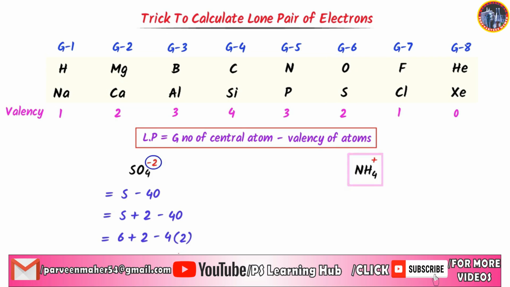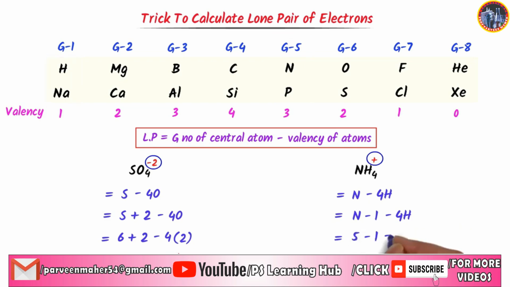In case of ammonium ion, I write nitrogen minus 4 hydrogen. This positive 1 means that this ion has lost 1 electron. So I subtract 1 electron from the central atom. I write nitrogen minus 1 minus 4 hydrogen. The group number of nitrogen is 5 and the valency of hydrogen is 1. I write 5 minus 1 minus 4 into 1. I get 0 electrons. So there is no lone pair of electrons present on central atom.